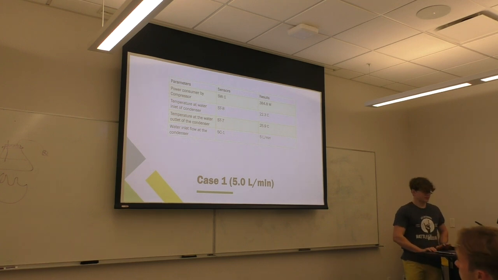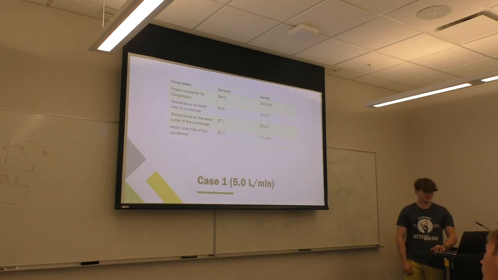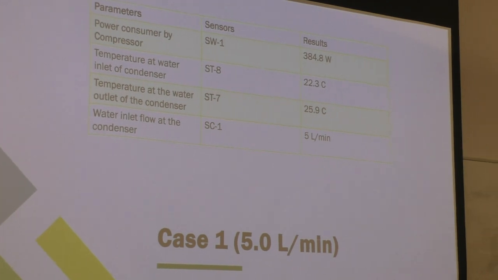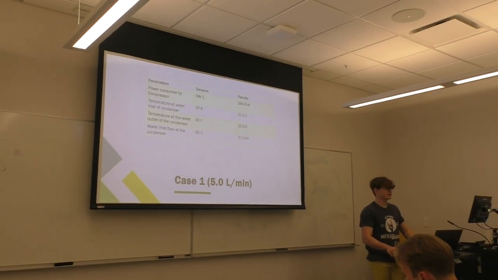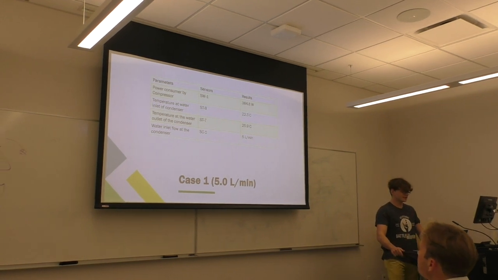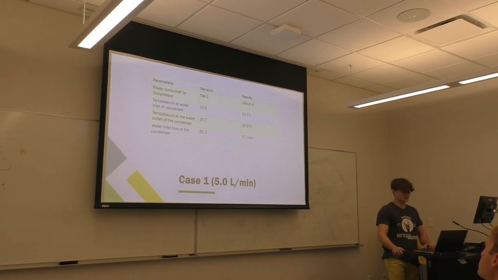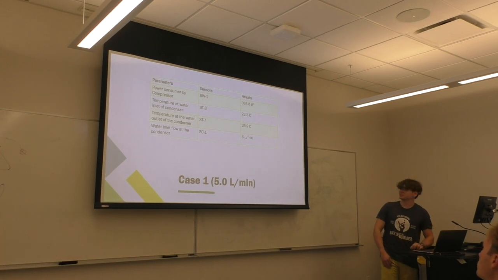So this is the result we got for the first case. Power consumed by the compressor was 384.8 watts, and the recorded temperatures of the inlet and the exit of the condenser came out to be a difference of 3.6 degrees Celsius.